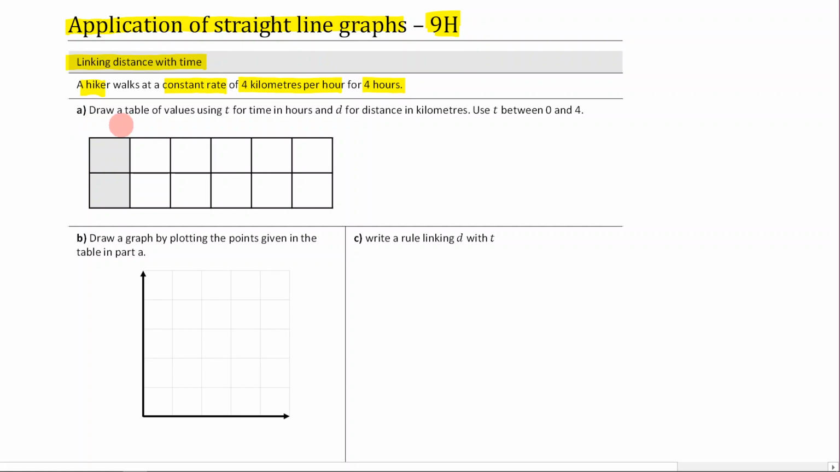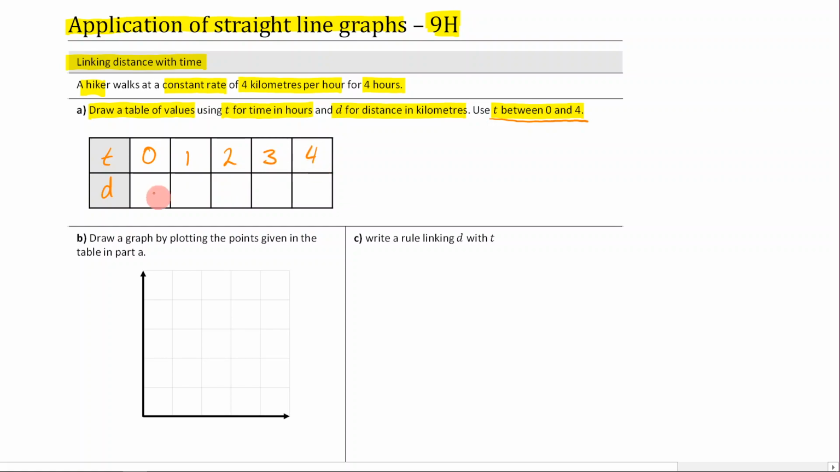The first thing that we're being asked to do here is to draw a table of values using t for time in hours and d for distance in kilometers. Use t between 0 and 4. So let's create our table of values here. We have t, which stands for time, and distance, which stands for the distance traveled. Now we're being told to use t between 0 and 4. So that's 0, 1, 2, 3, 4.